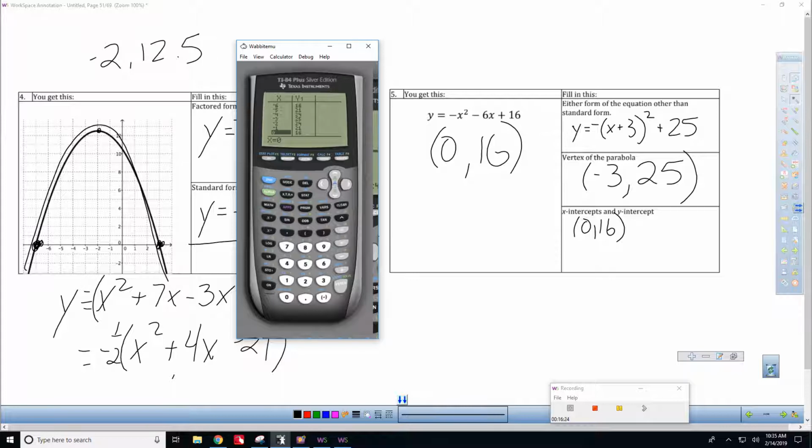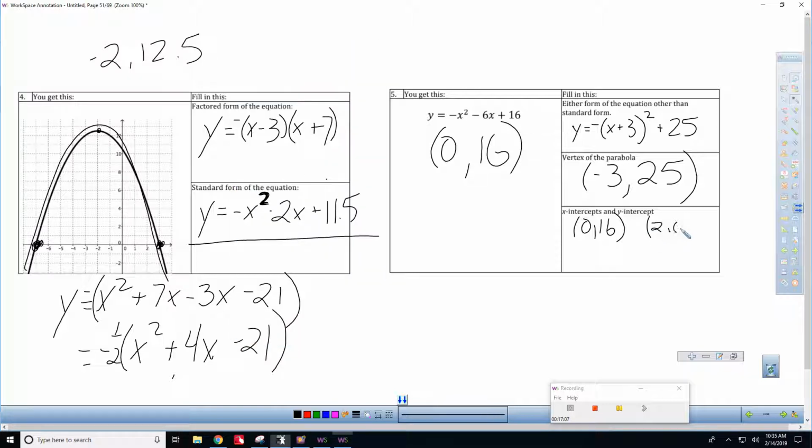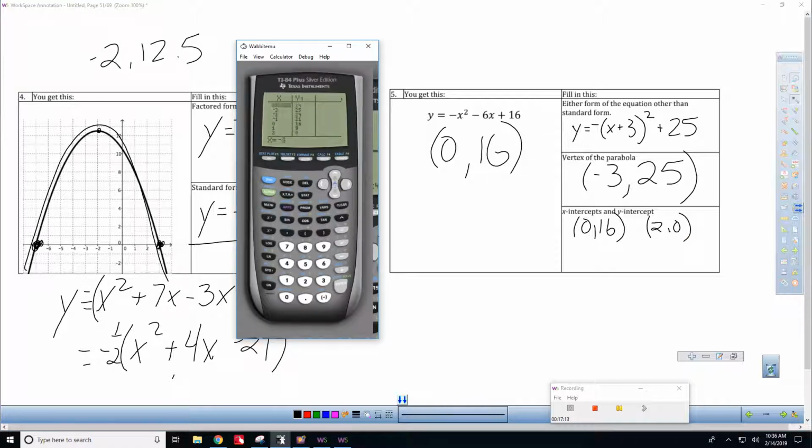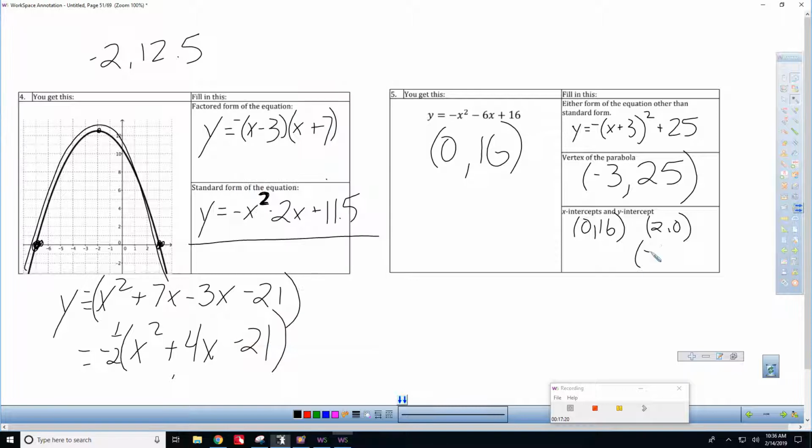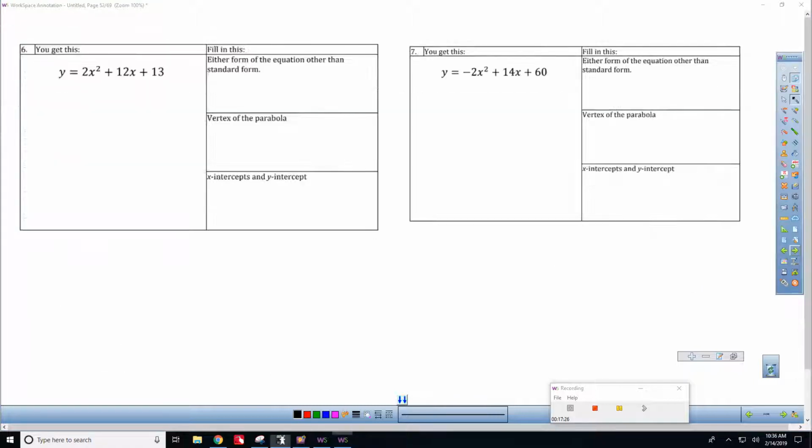The intercepts, let's just see if I can find them. There they are, 2, 0. And -8, 0. Got it? See how I did that? You find me if you have questions. On to number 6.